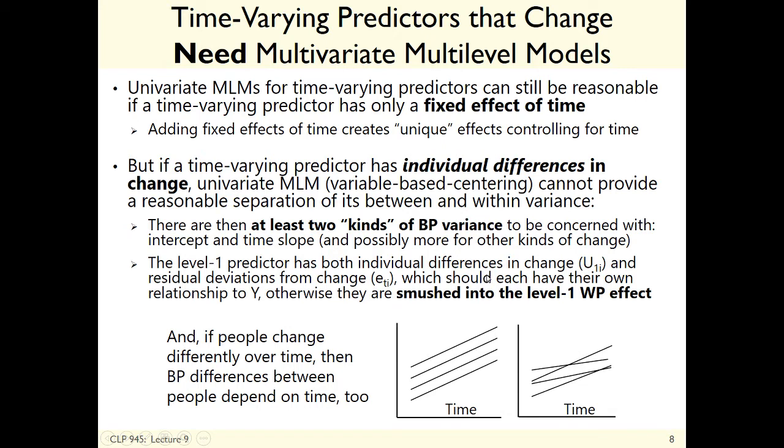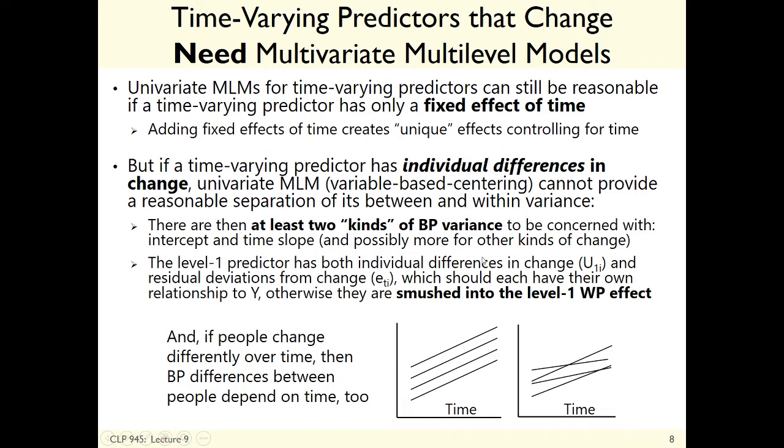But if your predictor, your time-varying predictor itself, has individual differences in change, and you don't fit that, you do person mean centering and you build a level 1 and a level 2, you should actually have 2 kinds of level 2 and you only have 1. So what ends up happening is that the level 1 effect is biased by that slope variance that's still lurking in there that you didn't separate out.